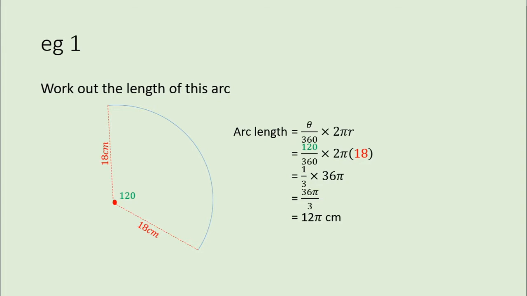Now that is an exact answer in terms of pi. Remember, we've been working on that. But if you work that through to 3 significant figures, that would be 37.7 centimeters. Notice the symbol there, it's not exact, it's been rounded.